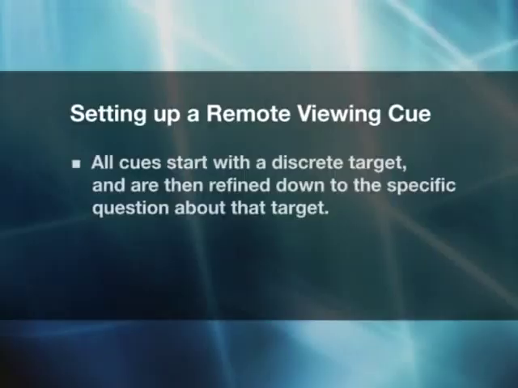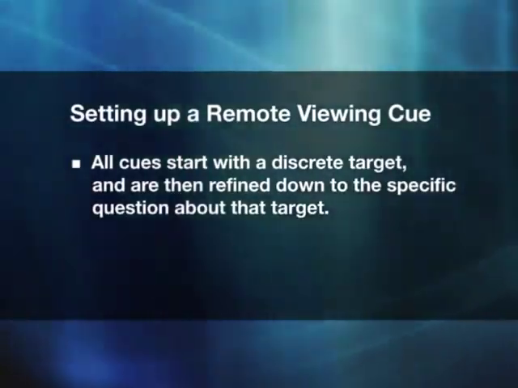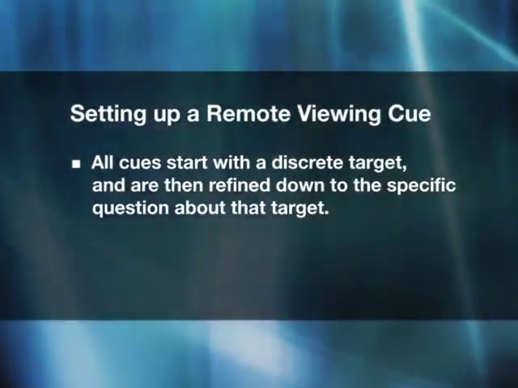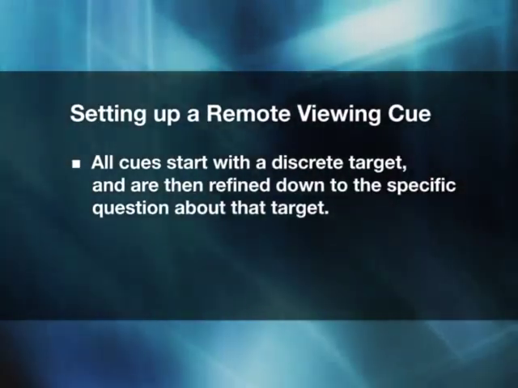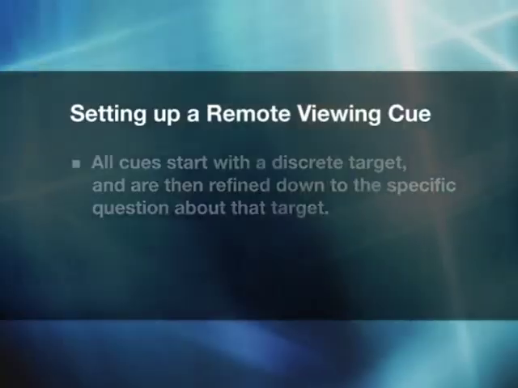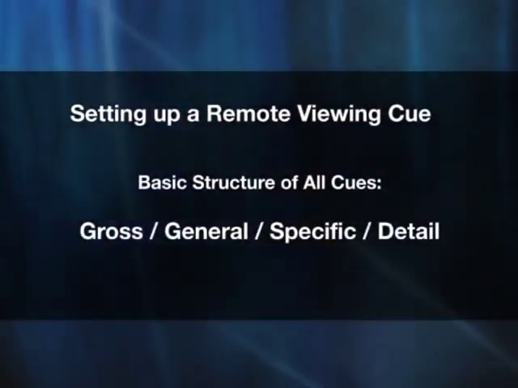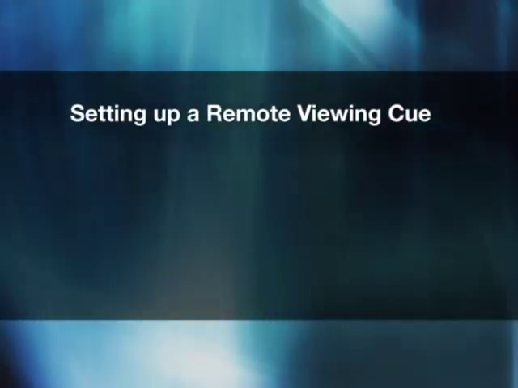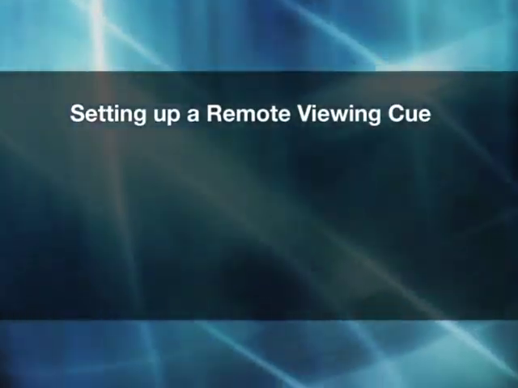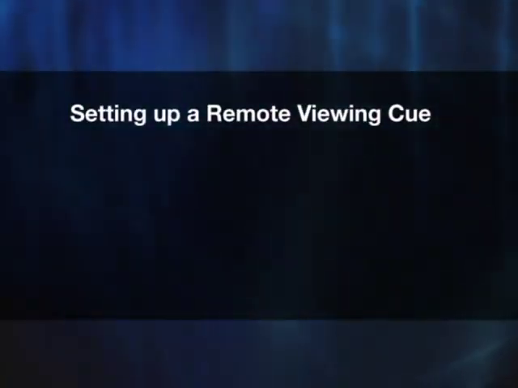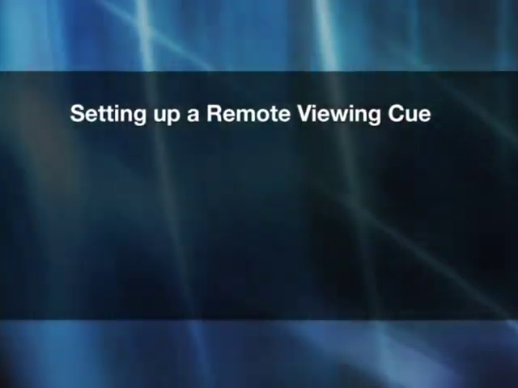All cues start with a discrete target and then refine it down to the specific question about that target. Each refinement is separated with a slash. The basic structure of a cue, therefore, looks like this. The best way to describe how to set up cues is by providing examples. Here are a number of examples that will work for setting up your own cues at home.